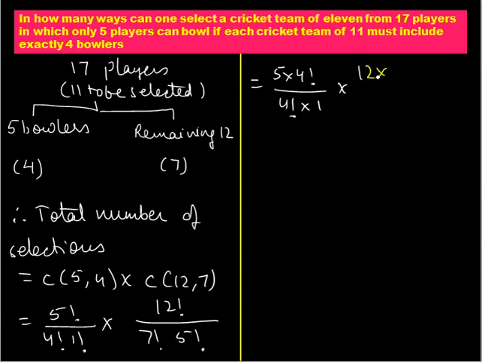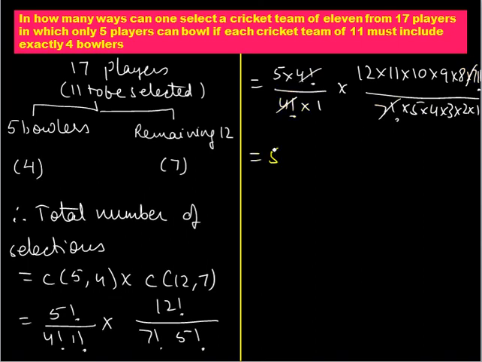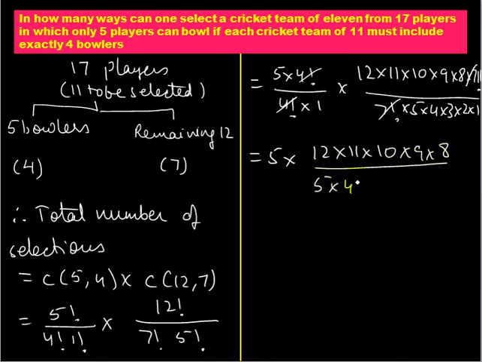12 factorial can be written as 12 into 11 into 10 into 9 into 8 into 7 factorial. In the denominator we have got 7 factorial into 5 factorial. 5 factorial is 5 into 4 into 3 into 2 into 1. So we see 7 factorial is getting cancelled out. 4 factorial here gets eliminated. So we have only 5 here. And this is 12 into 11 into 10 into 9 into 8. And the denominator has got 5 into 4 into 3 into 2 into 1.